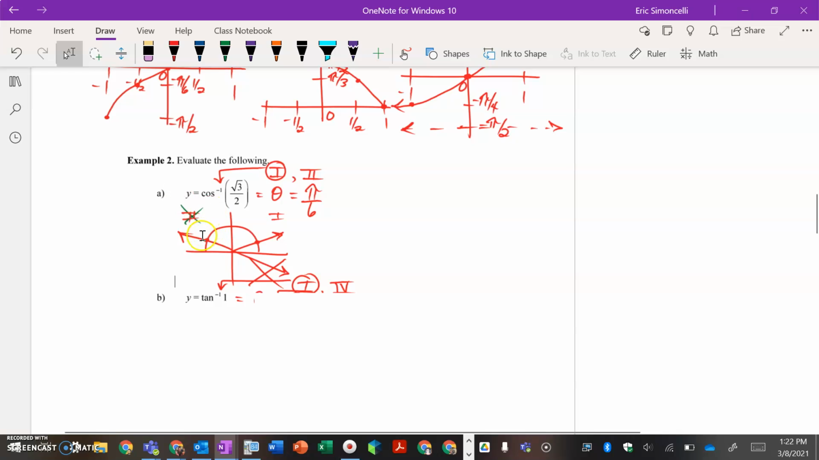Quadrant 2 is certainly not an option because this is a positive ratio, not a negative one. So the only answer that makes sense here is pi over 6. Now if you were to type in cosine of 11 pi over 6 on your calculator, you should in fact get root 3 over 2. But again, we're finding one answer by virtue of the inverse cosine being limited to those two quadrants.